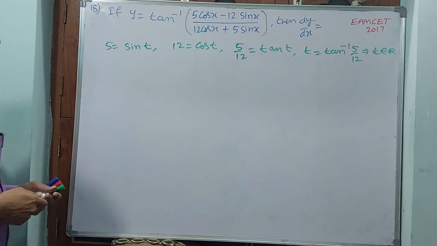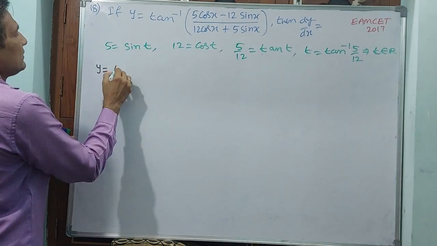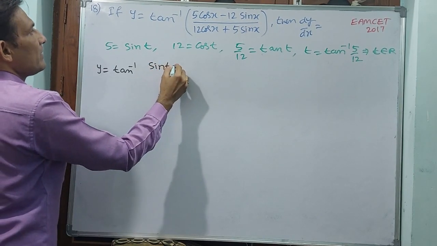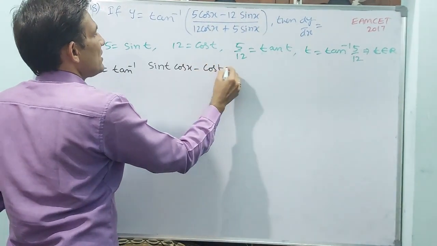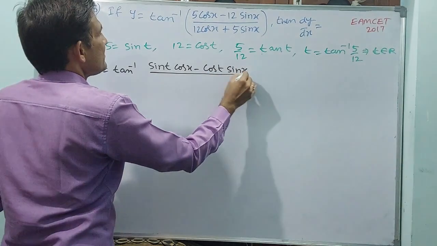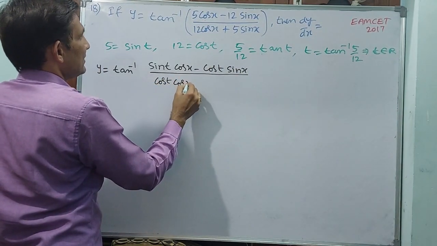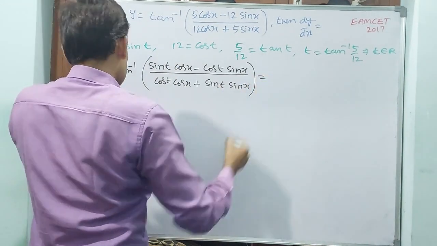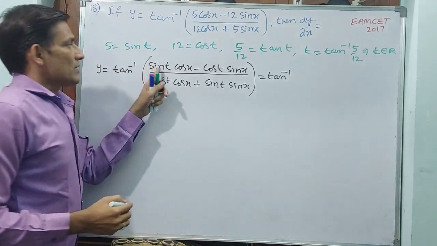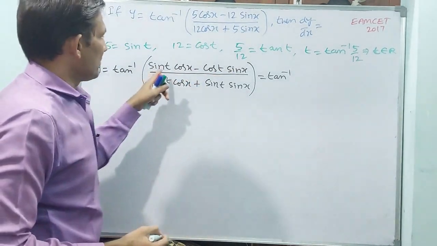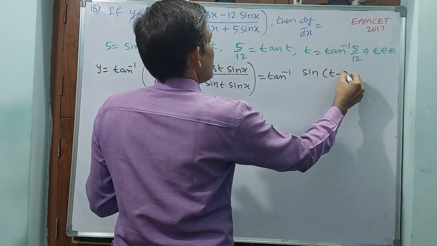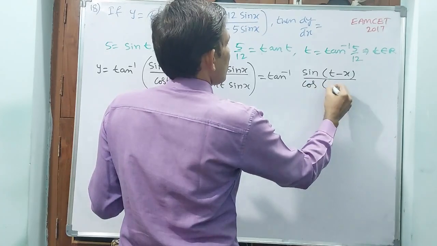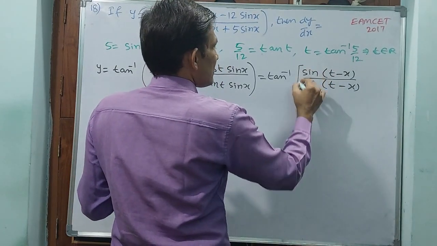Okay, now come back again. y is equal to tan inverse of, 5 means sin t, sin t cos x minus cos t sin x divided by 12 cos t cos x plus 5 sin t sin x. That is equal to tan inverse of, okay, see, sin a cos b minus cos a sin b, that means sin of a minus b. Cos a cos b plus sin a sin b is cos of a minus b. Both are, we can say, t minus x only.